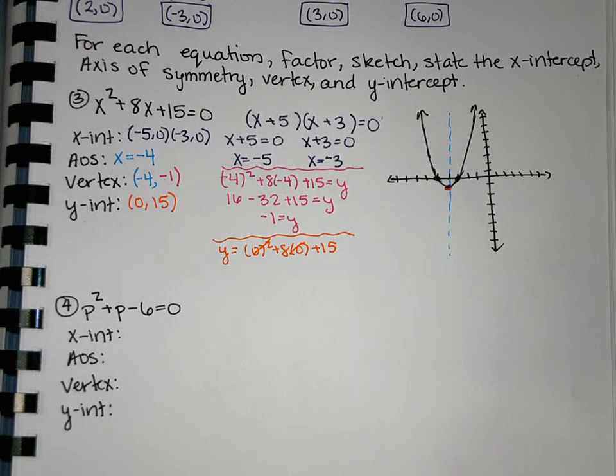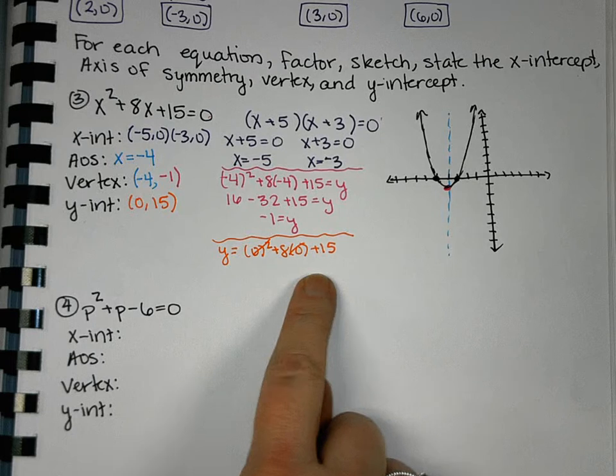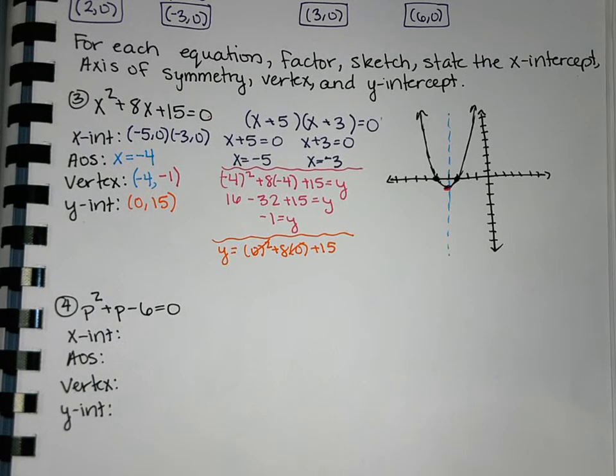Ryan? When finding the y-intercept, will you always plug in 0? Because that's by definition what a y-intercept is, when x equals 0. For 7 through 12, you're just doing what we did here in orange. Yeah. That's what 7 through 12 is. Just find the y-intercept.